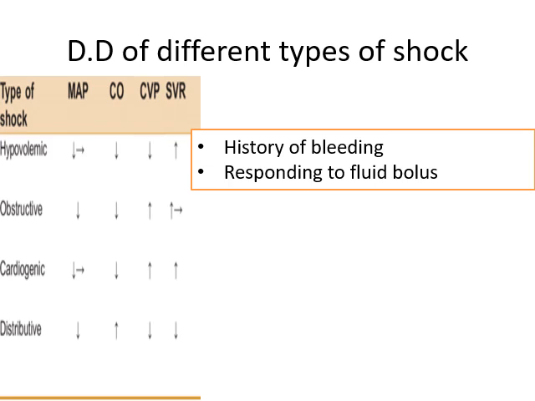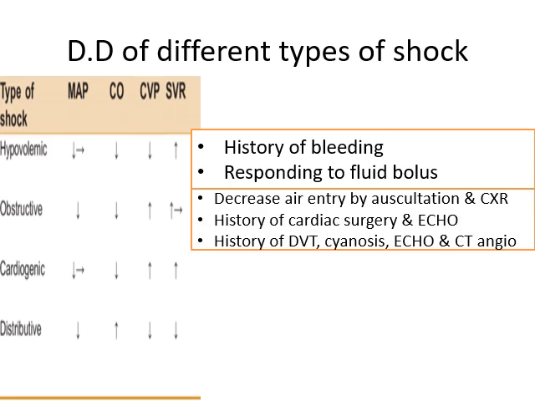If you give the patient IV fluid, the hypovolemia will be corrected. So you can easily diagnose hypovolemic shock and differentiate it from other types of shock. The second type of shock is obstructive shock.